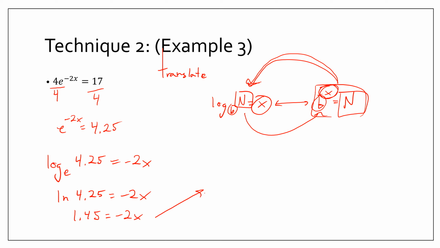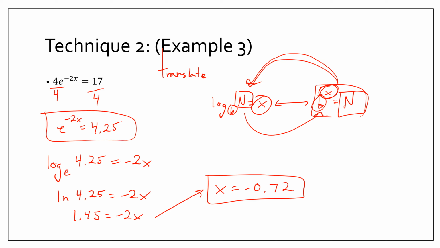Now all I have to do is divide by negative 2. So it looks like x is equal to negative 0.72. We'll just round it to 2 decimal places. Notice what I did is I made the translation. I isolated. Now this is a translatable thing.